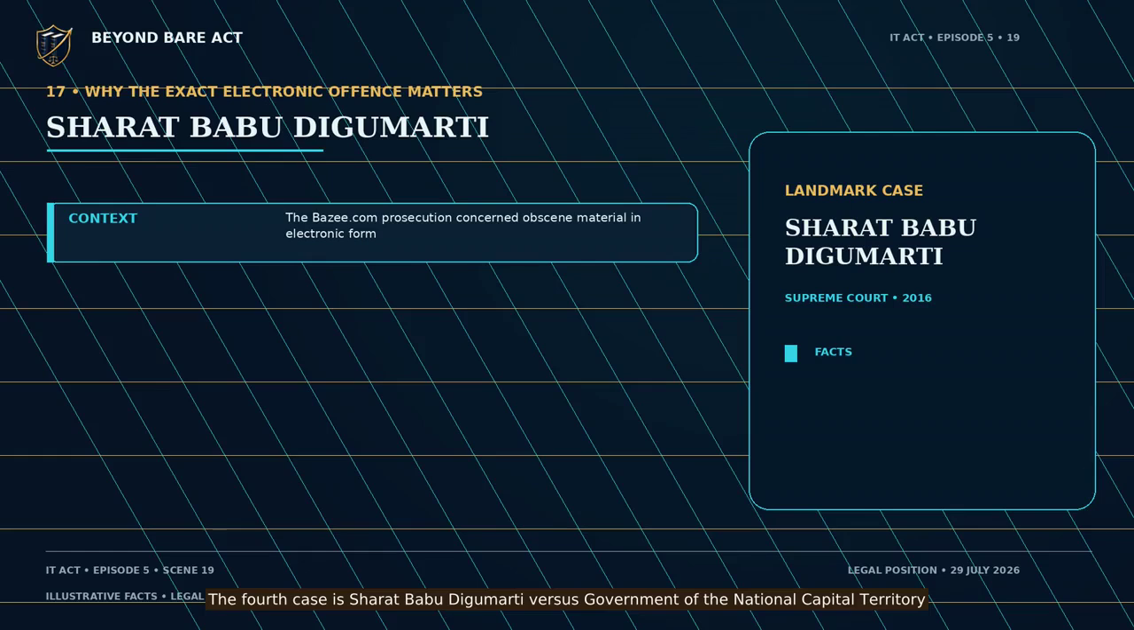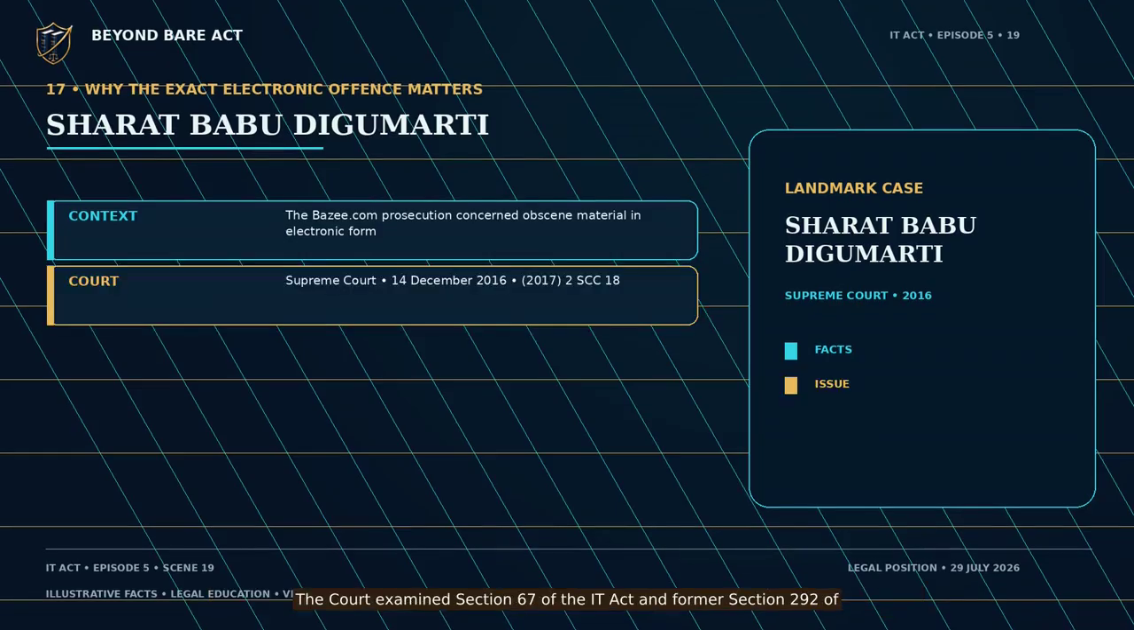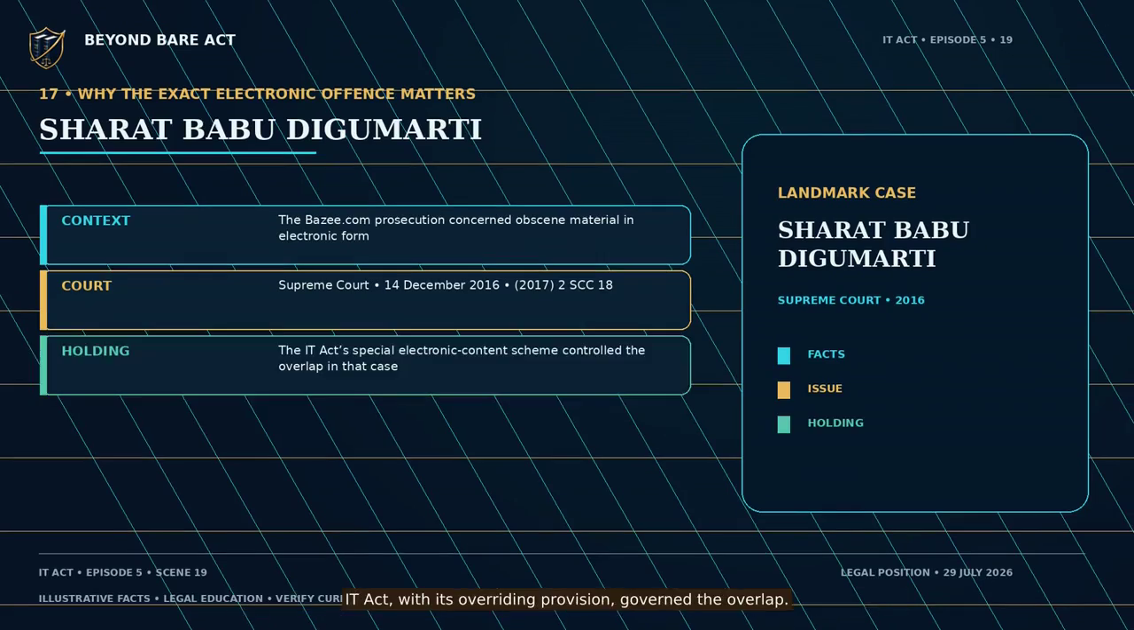The fourth case is Sharat Babu Digumarti versus Government of the National Capital Territory of Delhi, decided by the Supreme Court on December 14, 2016. It arose from the Bazee.com prosecution concerning obscene material offered electronically. The court examined Section 67 of the IT Act and former Section 292 of the Indian Penal Code. In that setting, the later special electronic content scheme of the IT Act, with its overriding provision, governed the overlap.